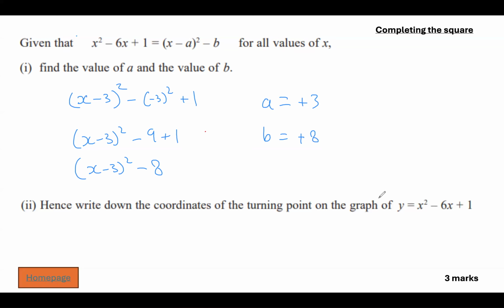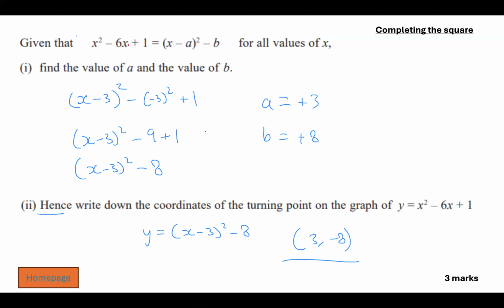And it says write down the coordinates of the turning point. So y is equal to (x minus 3) squared minus 8. You could use differentiation to do this, but the fact that it says hence write down means use your answer from the previous question. So what we want is the value of this bracket to be equal to 0. In that case, x has to be 3. So when x is 3, 3 minus 3 is 0, 0 squared is 0, 0 minus 8 leaves us with minus 8. So x is going to be 3 and y is going to be minus 8. So these are the coordinates of our turning point.